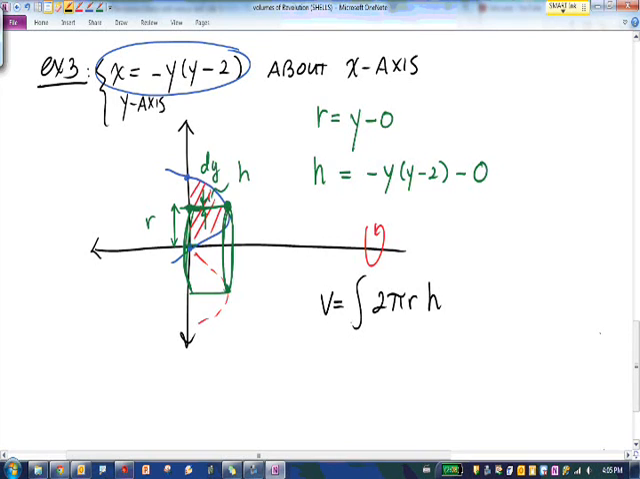So let's look at the bounds again. Now we're going in the y direction. So the bottommost shell, instead of going left to right, we're going to go bottom to top. The bottommost shell is down here, and the topmost shell is over here. So the bound should go from 0 to, and you can actually show that that's 2, 0 to 2.